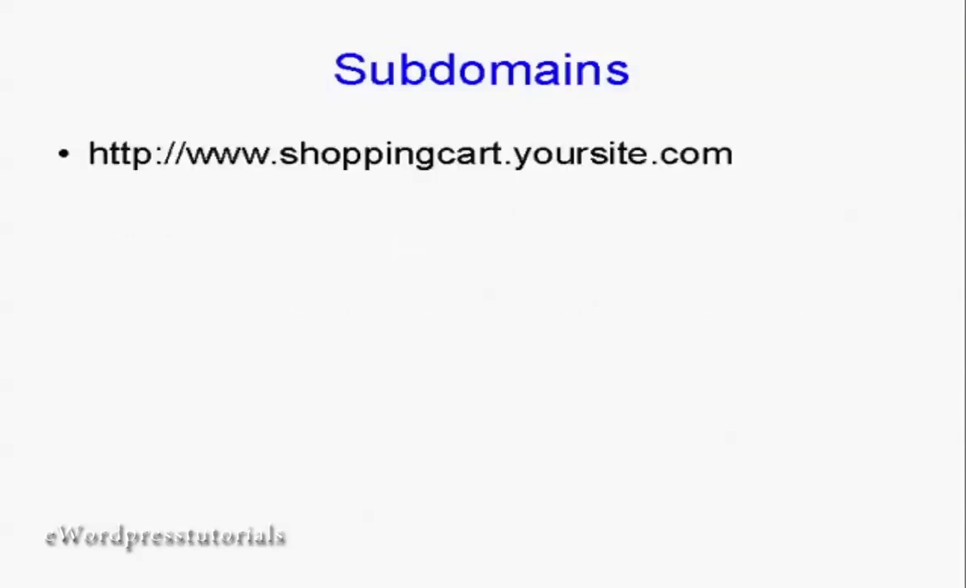Now, we've all seen subdomain URLs on the internet. You've all seen something like this: www.shoppingcart.yoursite.com. Well, the shopping cart bit, the bit between the www and the .yoursite.com, is actually the subdomain, and that is a separate part of the website. And subdomains can have all sorts of uses.